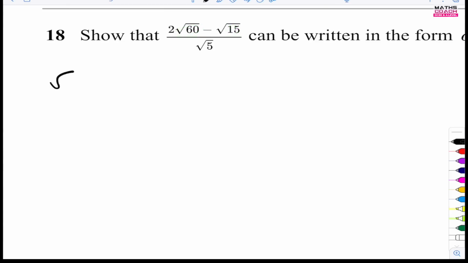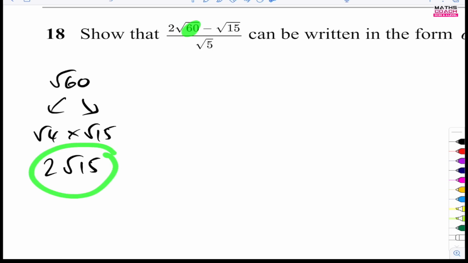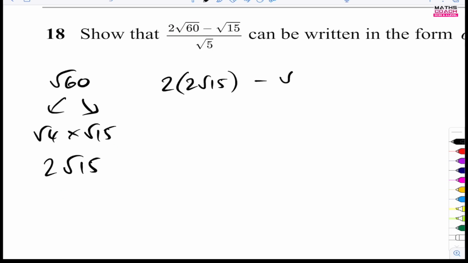All right, let's start with root 60. Let's break it up. So we want to divide by the largest square number that goes into 60. The largest square number that I can think of that goes into 60 is root 4 and root 15. So that becomes 2 root 15. So I can go back in here and replace that with 2 root 15. So that will be 2 bracket 2 root 15 minus root 15 over root 5.